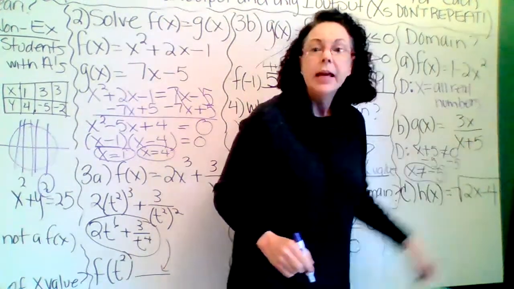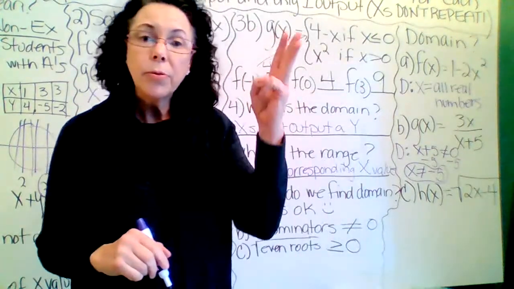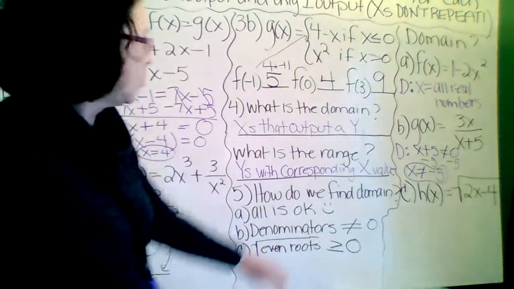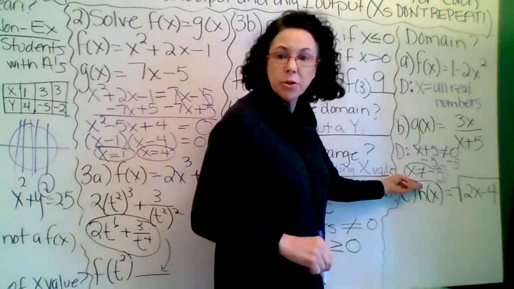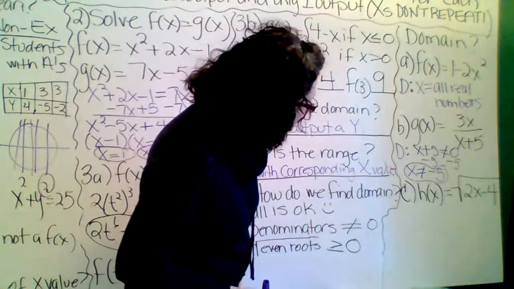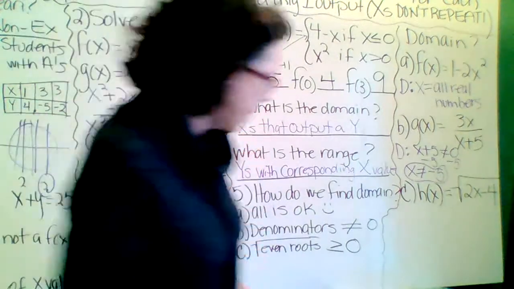-5 plus 5 is a 0. I don't have a y attached. I don't have an output. Number 3, square roots, even roots have to be greater than or equal to 0. I don't have any. There is my domain. Okay, last. The square root of 2x minus 4. Number 1, domain, everything's okay, right?